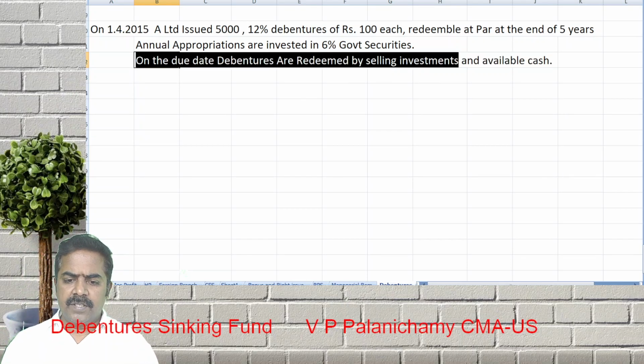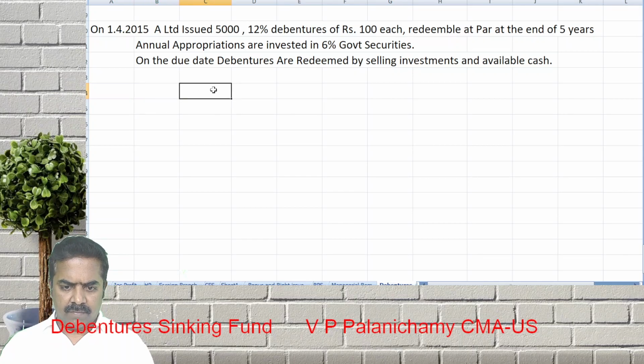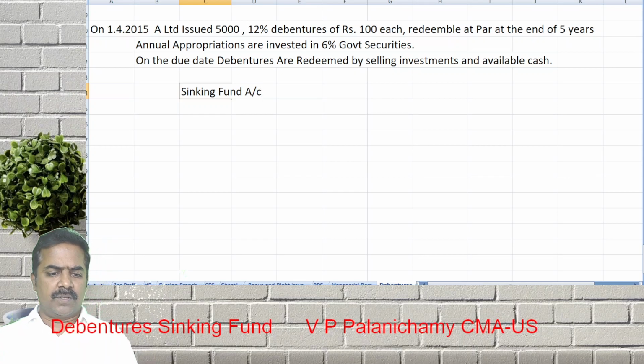On the due date, debentures are redeemed by selling investment and using which one? Available cash. That's all. You can call it the debenture redemption reserve account, or you can call it which account? Sinking fund account, we can say. It depends on the word that is used.